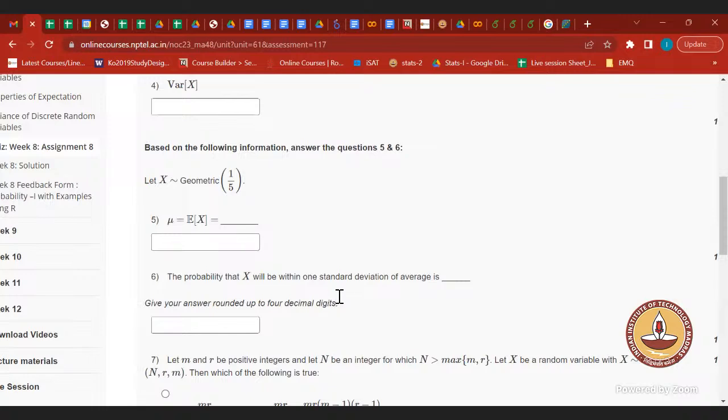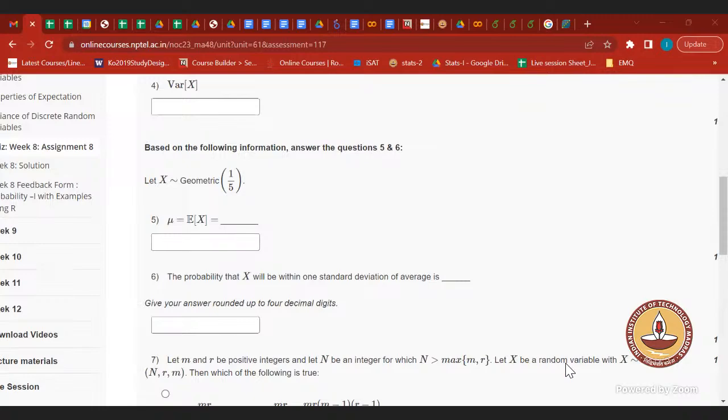Next, find the probability within one standard deviation of the average. So what he is asking is X minus the average mu, within means less than or equal to sigma, the standard deviation. The variance sigma squared is 1 minus p by p squared. So I got 1 minus 1 by 5 divided by 1 by 25, that is 4 by 5 into 25, which is 20. So sigma is root of 20, which is 2 root 5. So X minus 5 is less than or equal to 2 root 5. This is what I got.